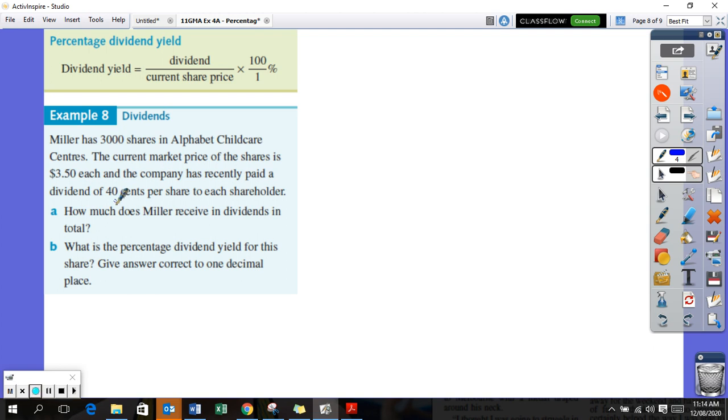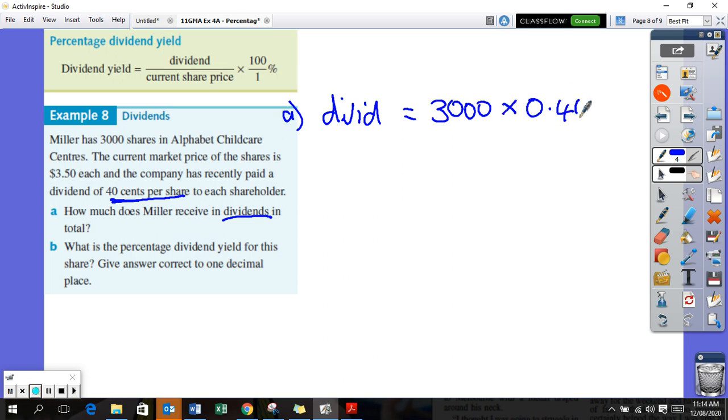What we want though is we want to work out how much he receives in dividends. So it's 40 cents per share. So his dividend, part A, is going to be 3,000 shares that he owns times the 40 cents, and that means he's going to get $1,200 dividend, okay? Because he owns 3,000 shares. So, okay, and we want the percentage dividend yield for this share. Once again, this is just used to compare different shares, so we can see which one's the better value.